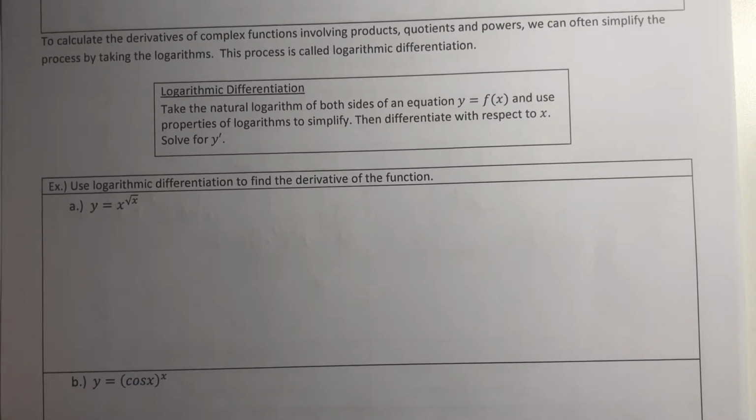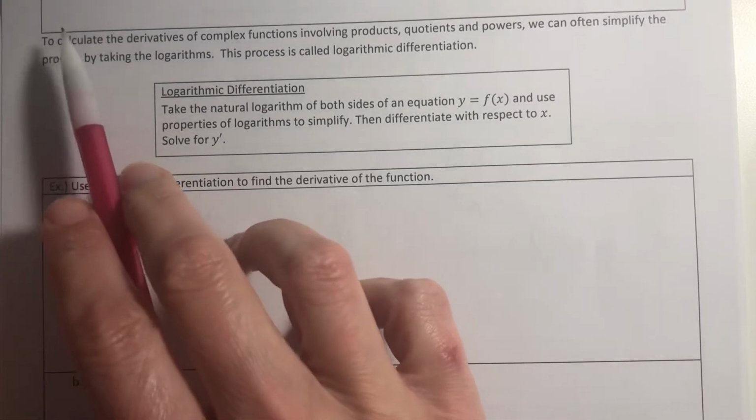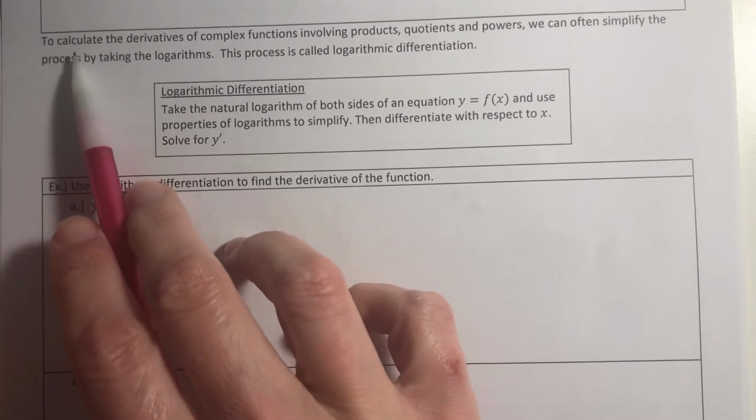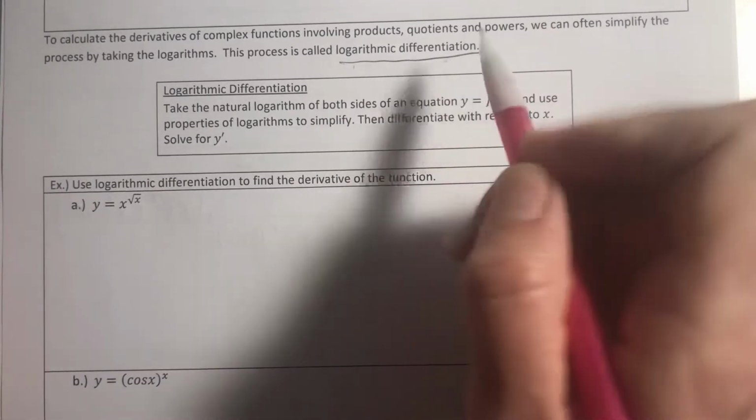This is 3.6 continued. I am on page 12. We are looking at right underneath example E, it says to calculate the derivative of a complex fraction involving product, quotient, and powers. We can often simplify the process by taking the logarithms. The process is called logarithmic differentiation.